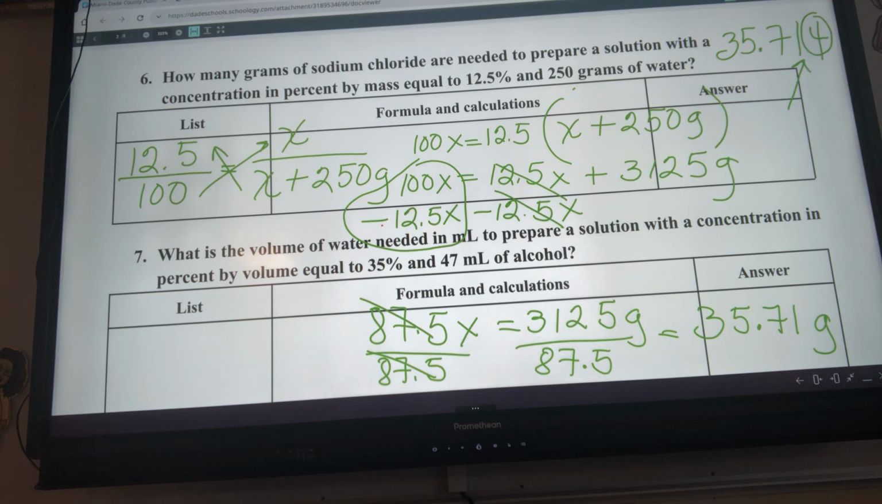Question: how many grams of sodium chloride are needed? How many grams? You're going to take it from the question. 35.71 grams of sodium chloride are needed to prepare the solution. That's it. Are you right? You write it down.